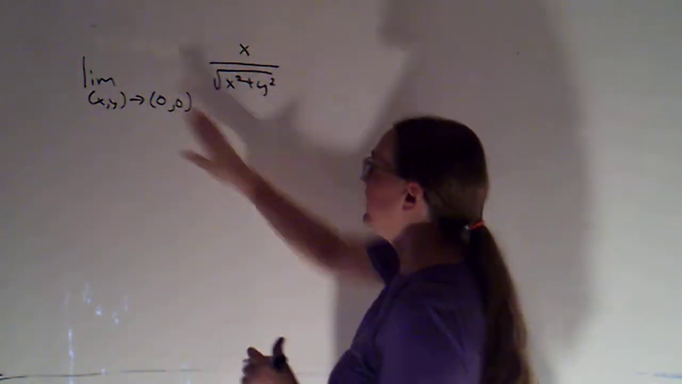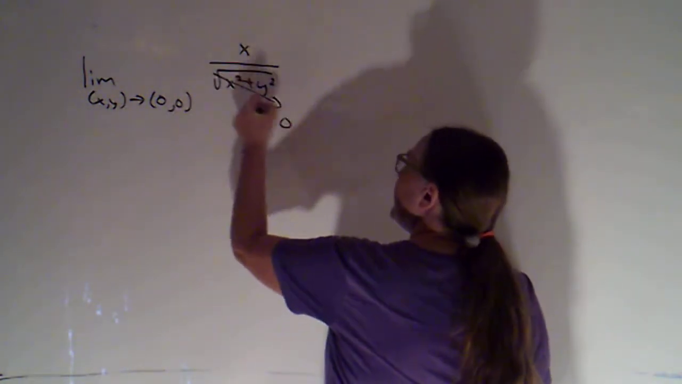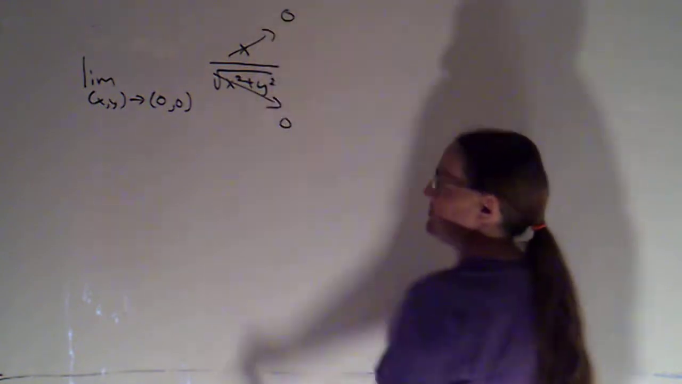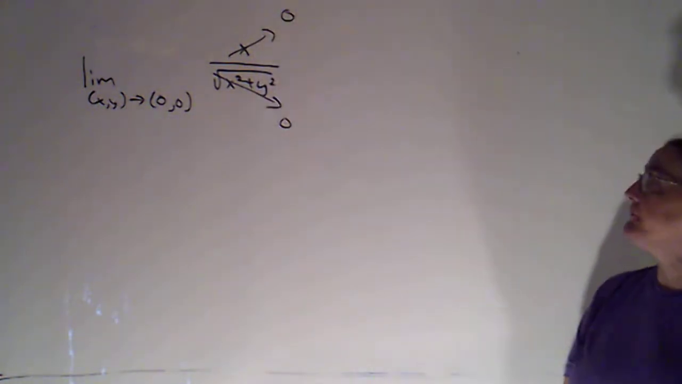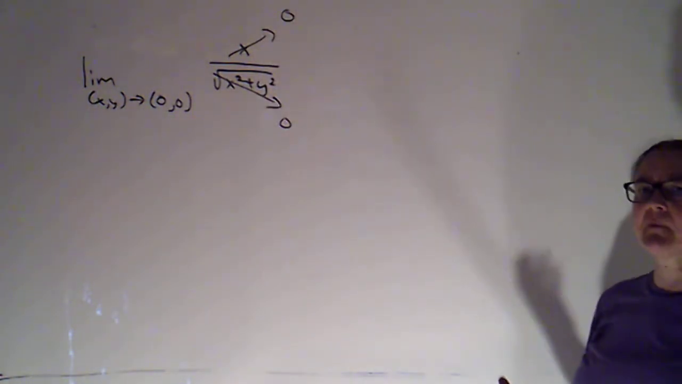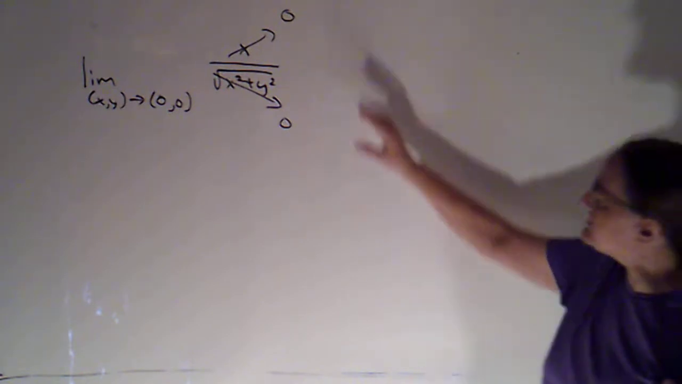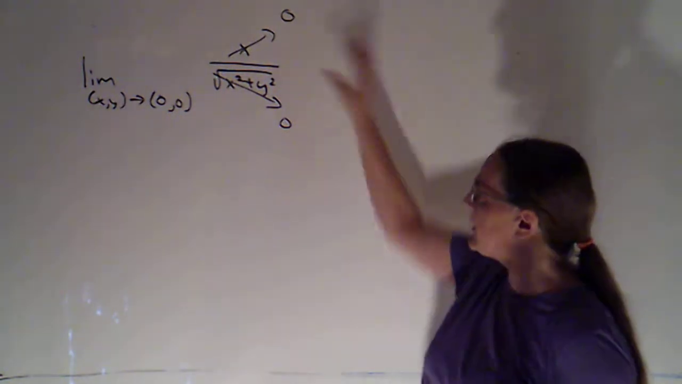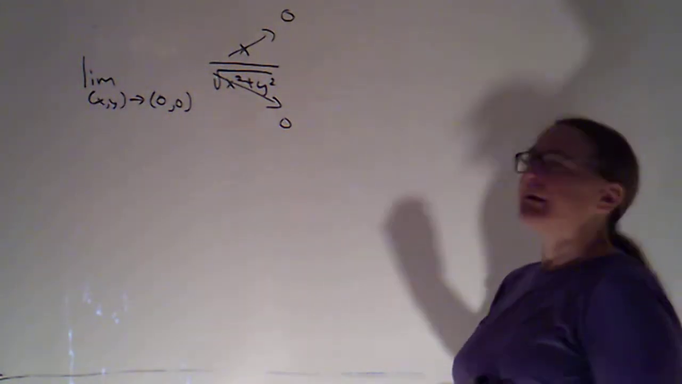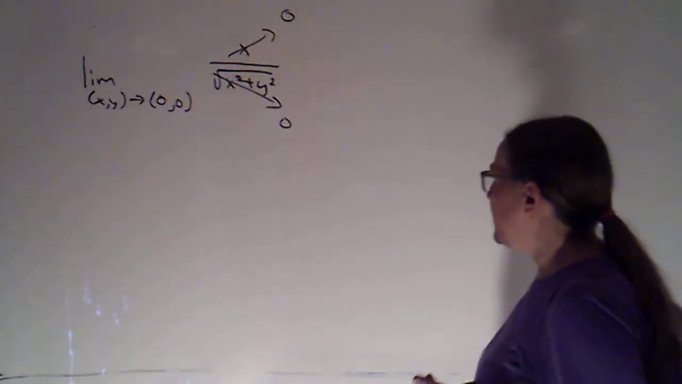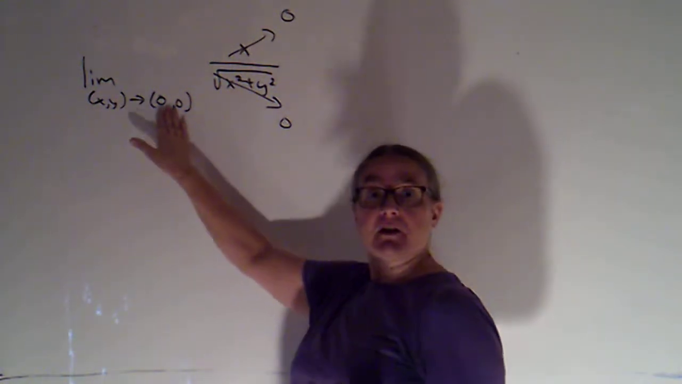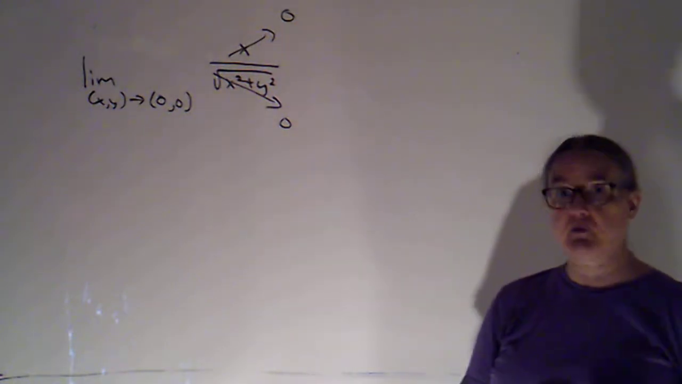If I try to plug in 0, 0, that's going to make the denominator go to 0 and the numerator go to 0. So we've got an indeterminate form. I usually look for a substitution first. Is there the same expression showing up on top and on bottom? No, there really isn't. Okay. But we are in 2 space approaching the origin, so I do have the option of switching to polar.